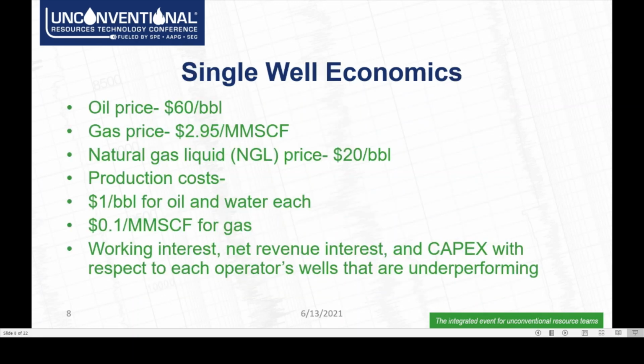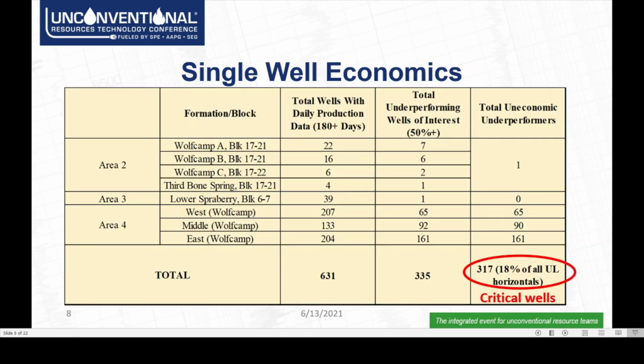For the single well economics, we used the following assumptions: your oil price, gas price, and your NGL price for three-stream economics. For production costs, those were the lifting costs that we used. Working interest, net revenue interest, and CapEx were respective to each operator's wells that are underperforming. And here's some of the single well economics that we've come up with. That's still 20% of all university land horizontal wells, which are considered critical wells.